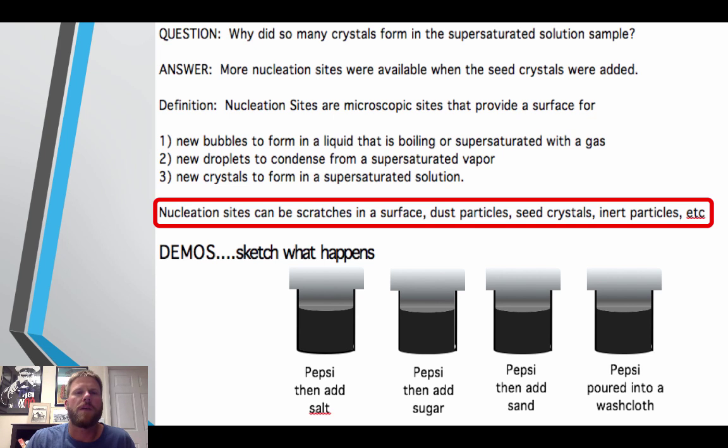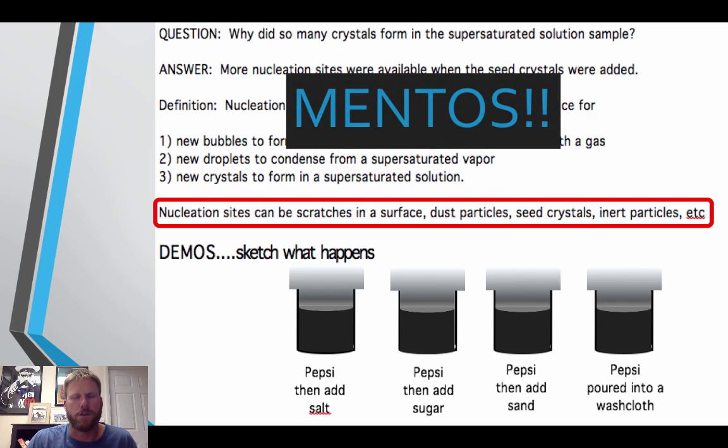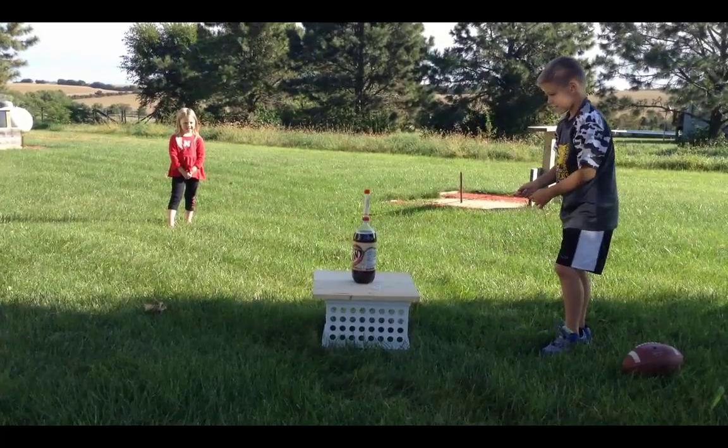So there's a more famous demo out there about the presence of nucleation sites and their effect on soda. So let's see what happens when we add Mentos to a 2-liter bottle of soda. Okay, pull.